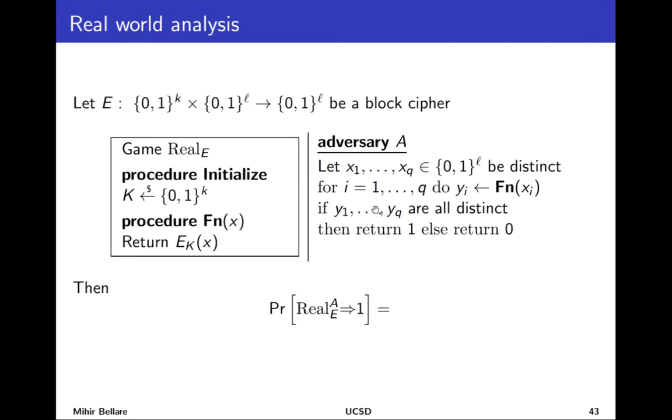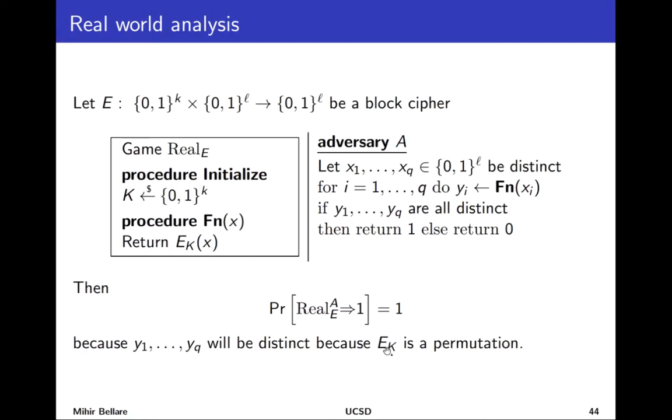It's going to now check, this adversary, whether the replies are all distinct. How likely is that to happen? Well, we know exactly what these replies are. They are E sub k of the different x sub i's, and we know that E sub k is a permutation. So when you apply it to distinct points, you will for sure get back distinct outputs. So the y's will always be distinct. So the probability that the adversary returns 1 is actually 1. It'll always happen.